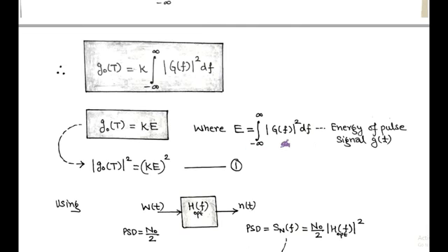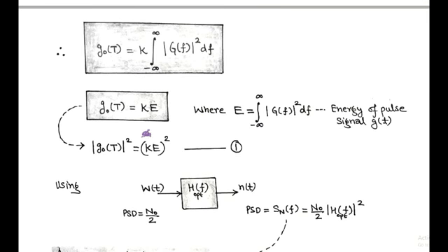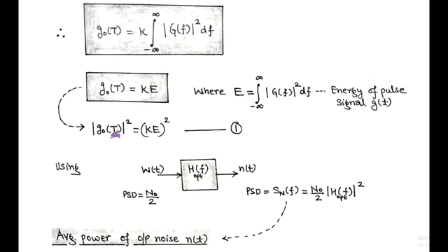And here in our discussion, we have to determine the peak pulse signal to noise ratio. For this, we take the numerator, mod of g naught(T) whole square. And according to this, mod of g naught(T) square is equal to (kE) whole square. That is equation number 1.